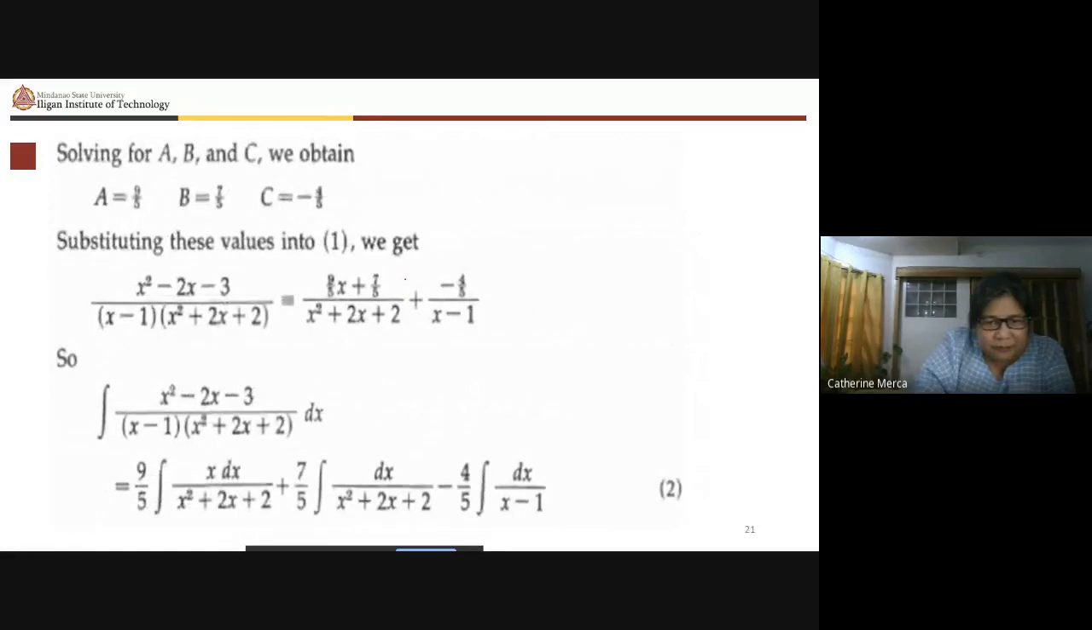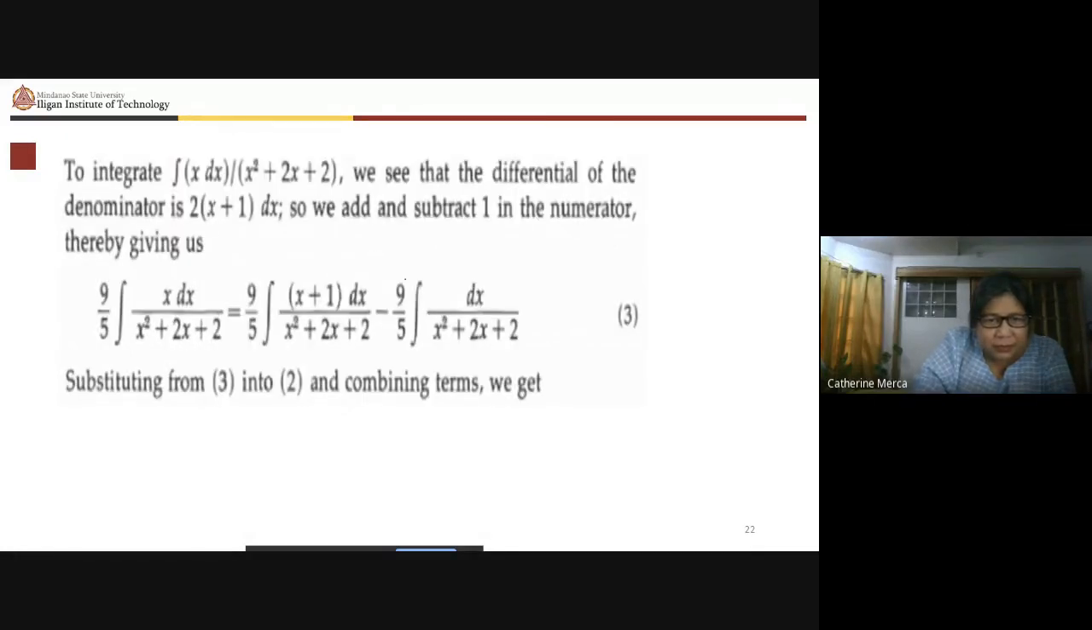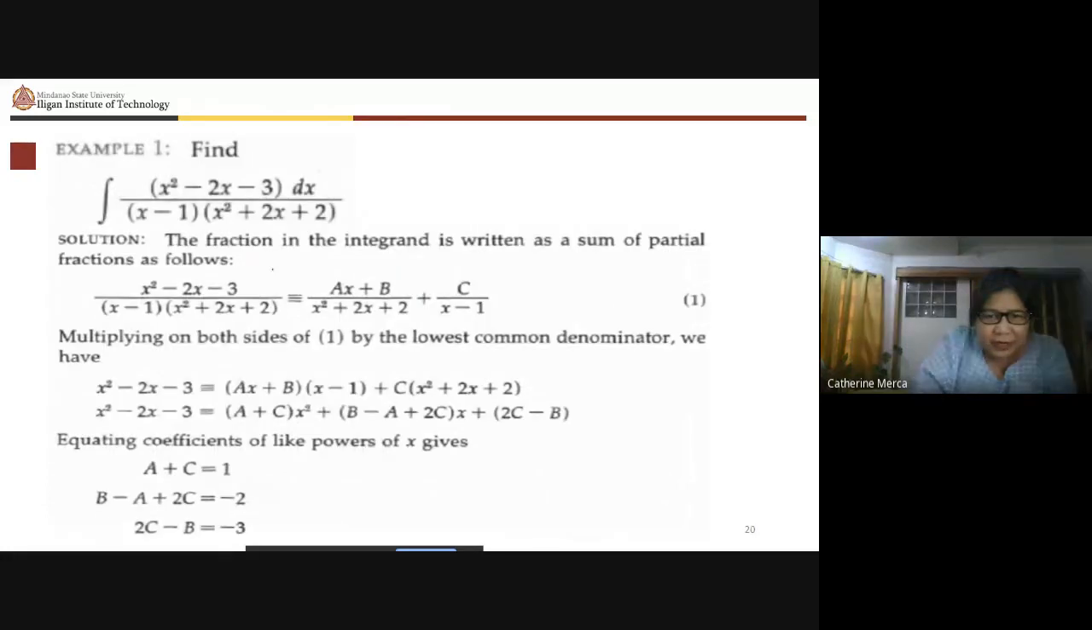Here, let's see. Nandito ba yun? Wala. So ilang muna. So you have here ax plus b over x squared plus 2x plus 2 plus c over x minus 1. And then, multiplying both sides again by the LCD, lowest common denominator, which is x minus 1 times x squared plus 2x plus 2. What will happen? Okay, let me write that down. So when you try to multiply that by the LCD, what will you have?